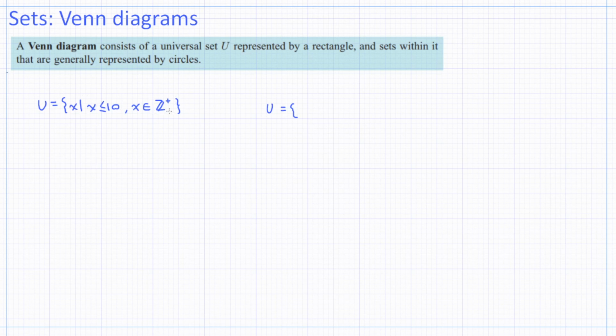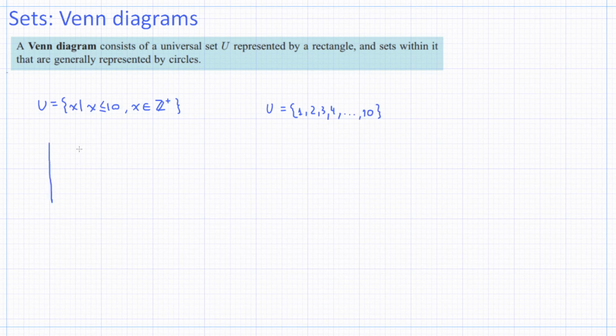Well, since we're only taking the positive integers, 0 is not going to be in it, or will it? Nope. So 0 is not a strictly positive number. So 1, 2, 3, 4, all the way to 10. That would be our universal set.